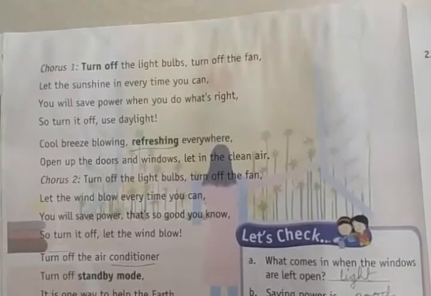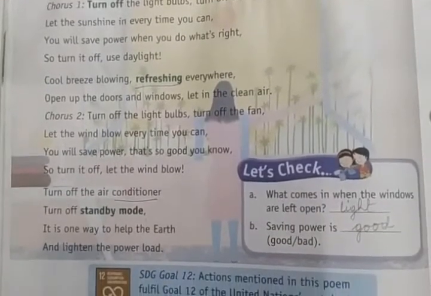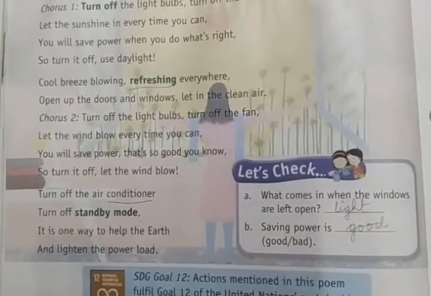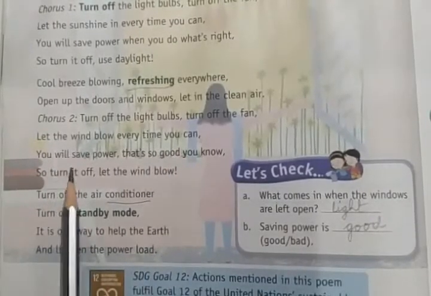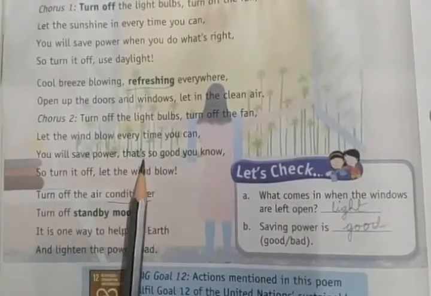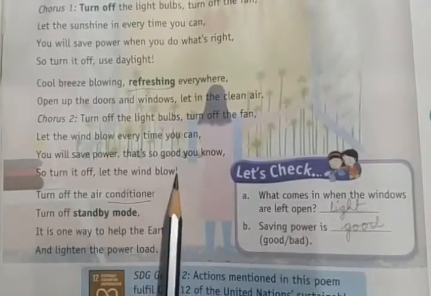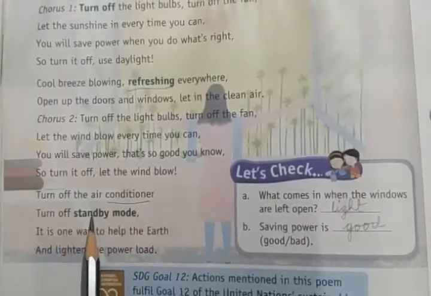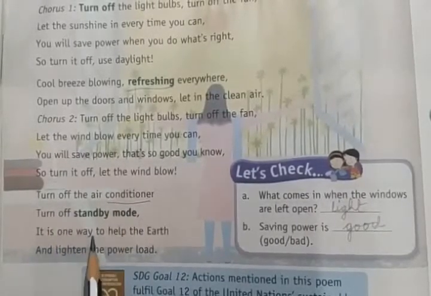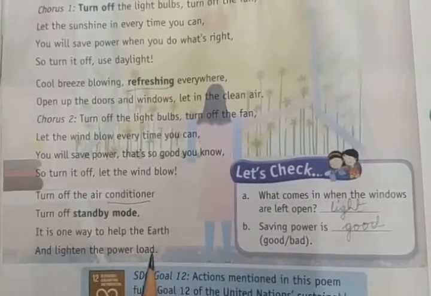Chorus 2. Turn off the light bulb, turn off the fan, let the wind blow every time you can. You will say power, that's so good, you know, so turn it off, let the wind blow. Turn off the air conditioner, turn off standby mode. It is one way to help the earth and lighten the power load.